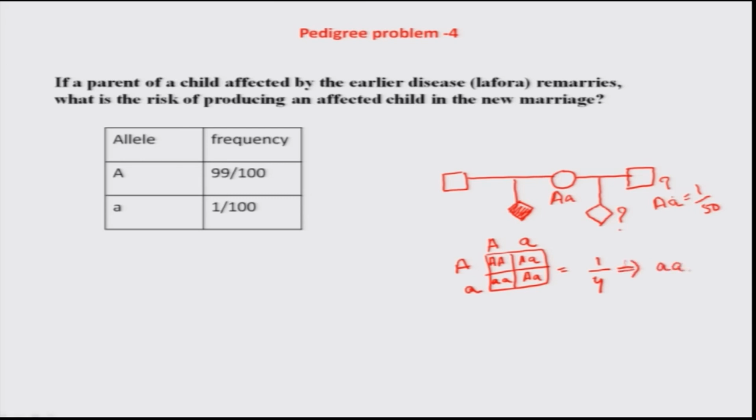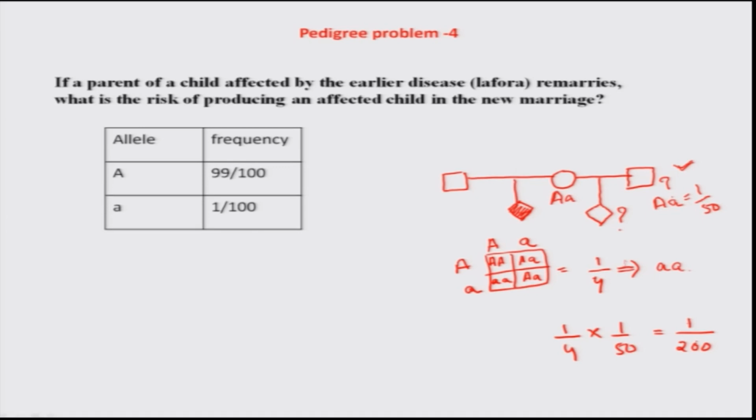So, to calculate the risk, it would be 1 by 4 into 1 by 50, because if this person is a carrier, this is a 1 by 50 chance, and if he is a carrier and she is a carrier, then this is a 1 by 4 chance for the child to be affected by the disease. So, this brings us to 1 by 200. This would be the risk of producing an affected child in the new marriage.